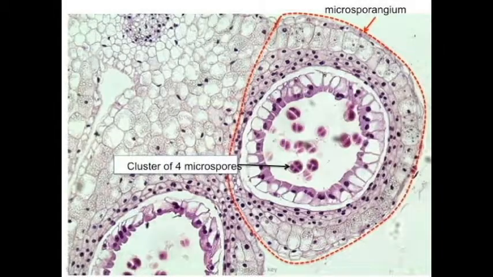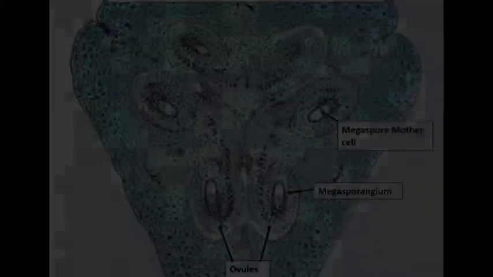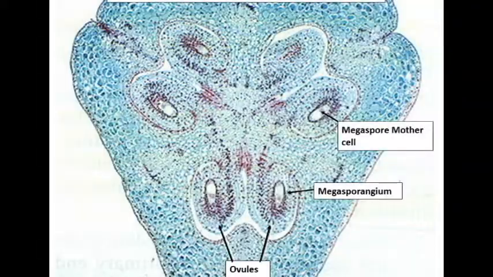Cells of the microsporangium undergo meiosis to produce microspores, the male gametophyte. Mitotic divisions are limited to producing the multicellular pollen grain. The megasporangium is protected by two layers of integuments and an ovary wall. Inside the megasporangium, meiosis yields 4 megaspores, the female gametophyte.